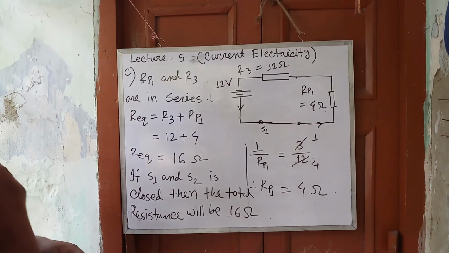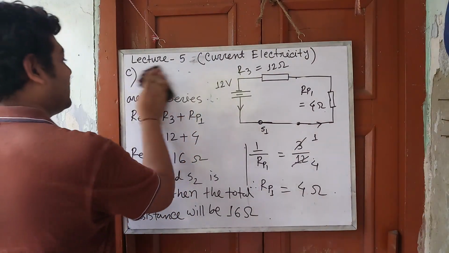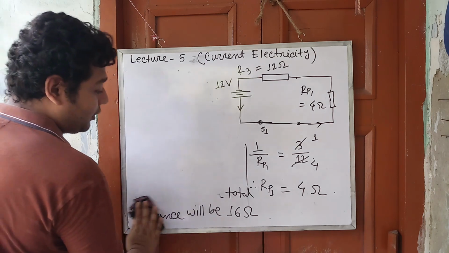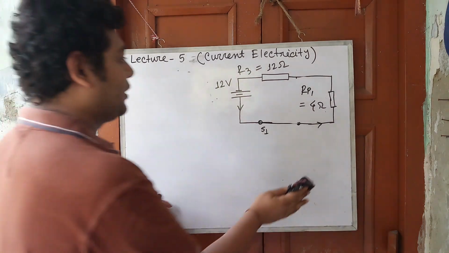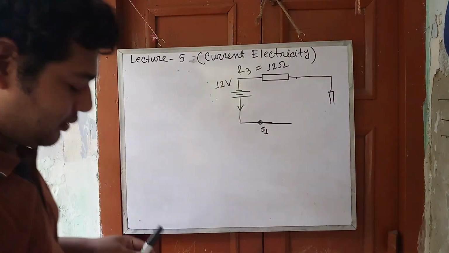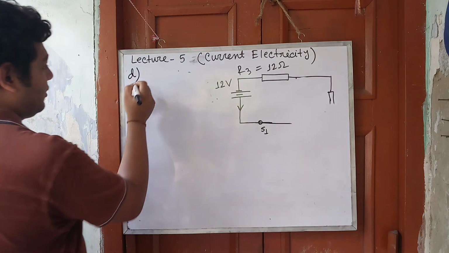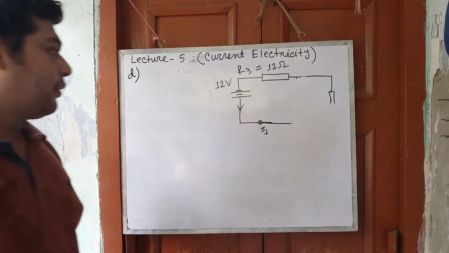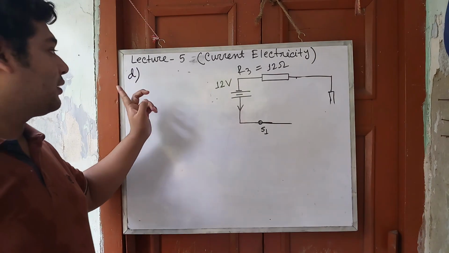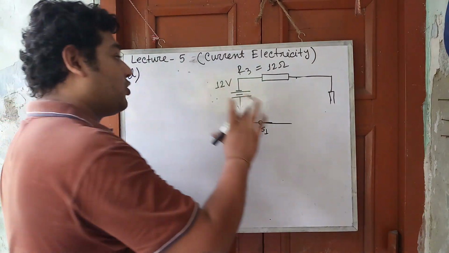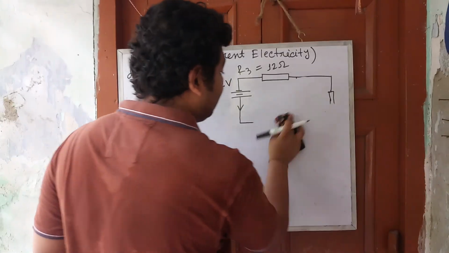Then we will go to our question number D. I am erasing the solution of question number C. To solve question number D, we need to draw the figure again. So I am drawing the figure again.